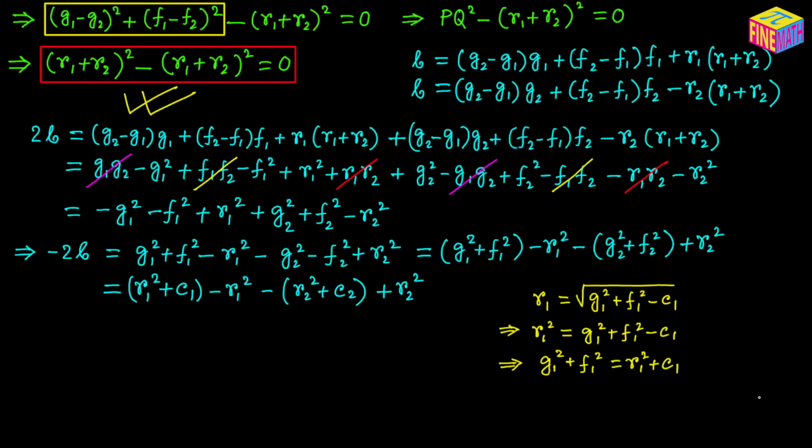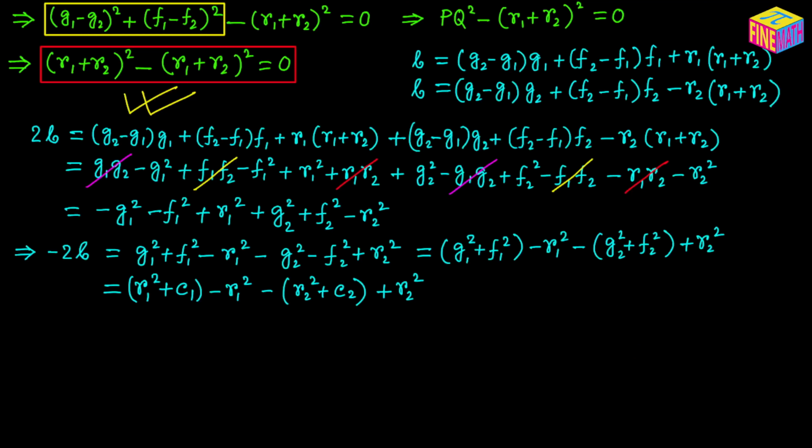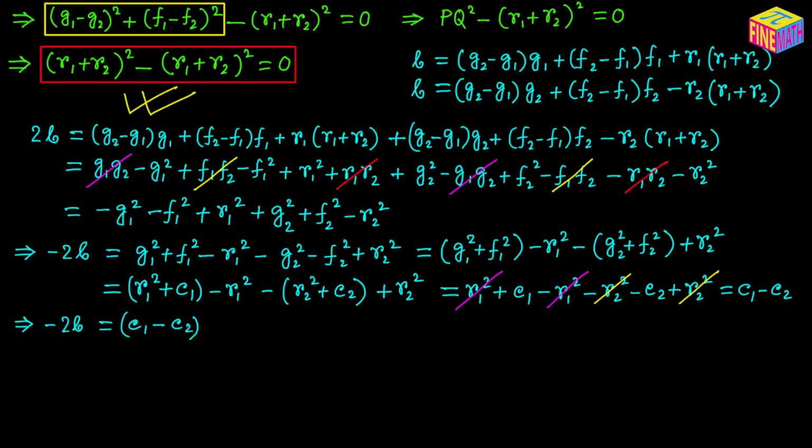So let me get rid of this note. And now if we remove the parentheses, we are going to get it like this. There again, you see the positive r sub 1 squared and the negative r sub 1 squared cancel out each other. Also the positive r sub 2 squared and the negative r sub 2 squared will cancel out each other. So we are going to be left with c sub 1 minus c sub 2. So finally we see that the value of negative 2 times b is equal to c sub 1 minus c sub 2.